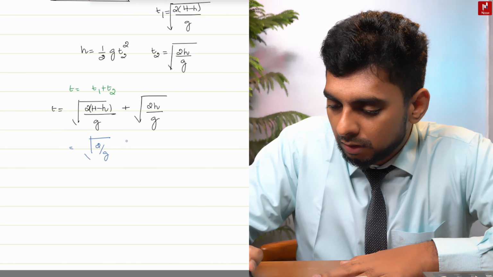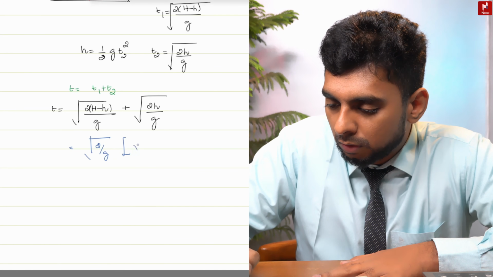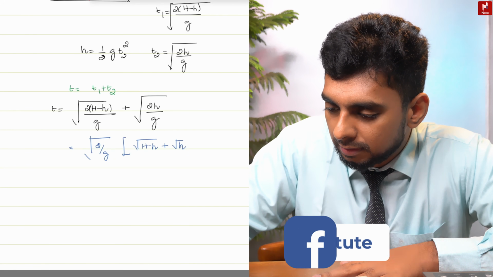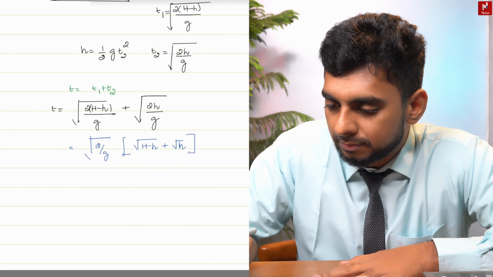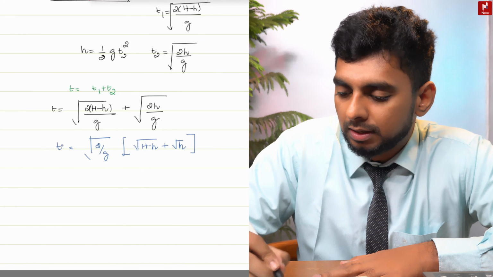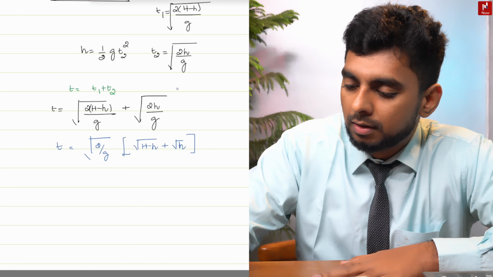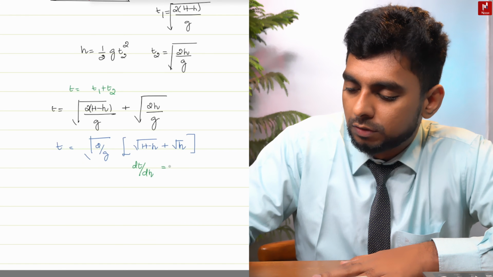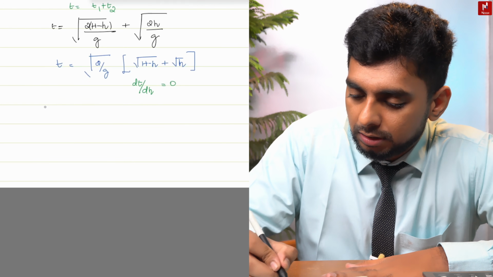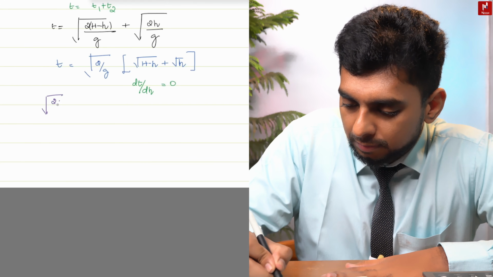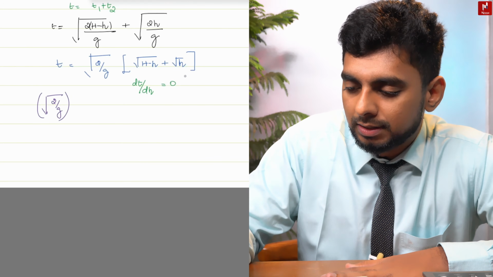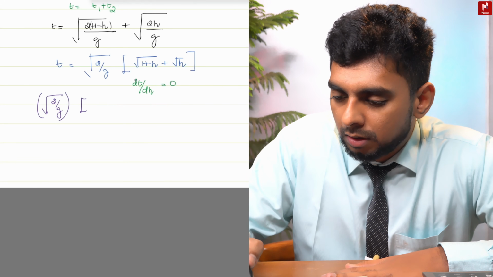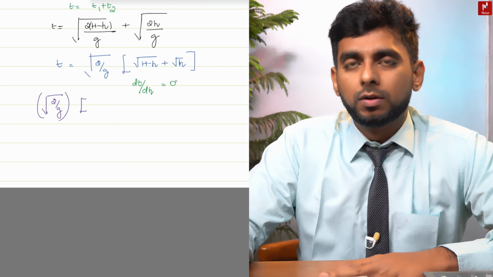Root 2 by g. Inside the bracket you would have root of (capital H minus h) plus root h, that is, root of (capital H minus h) plus root h. So this is the time t. Let me differentiate this equation and equate it to 0. So you would have dt divided by dh equal to 0, isn't it? If I differentiate this equation, you will get root 2 divided by g. The right hand side becomes 0, so let me leave that. Then you have (capital H minus h) power 1 by 2, right?